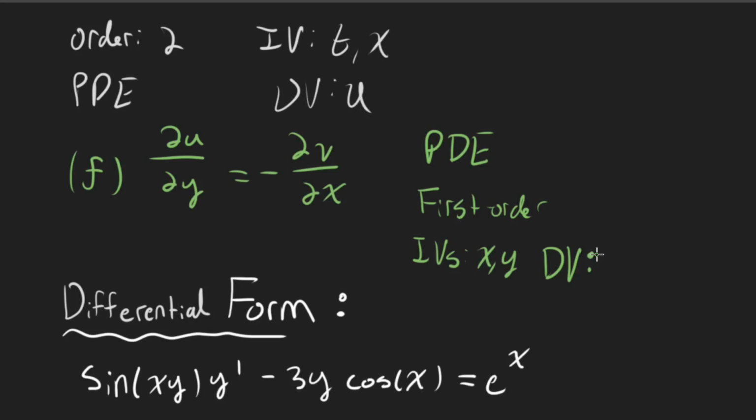This is one problem that you can actually have with PDEs. It's not clear if u is a function of x and y, or just a function of y, and it's not clear if v is just a function of x or not, but u and v, we can say at least, are our dependent variables.